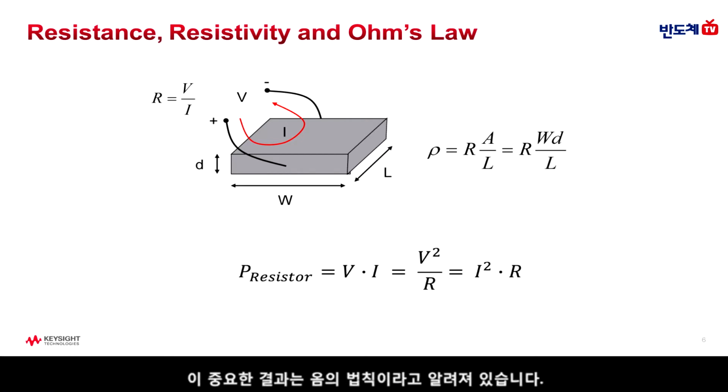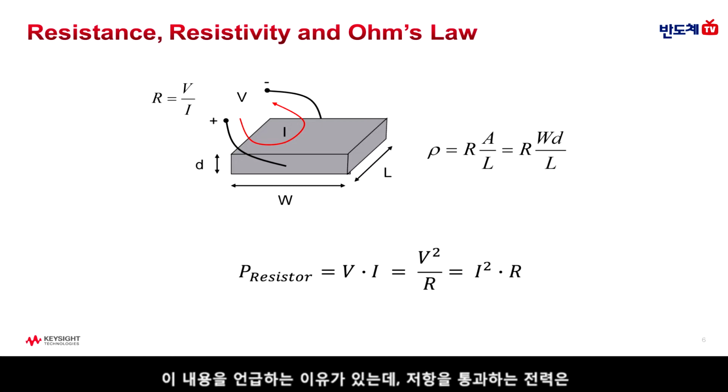And this important result is, of course, known as Ohm's law. Now, it is important to note, though, that Ohm's law does depend on the sample remaining at a constant temperature while we're making the measurement, because resistance can vary as a function of temperature. And the reason I mention this is because the power going through a resistor is obviously voltage times current.